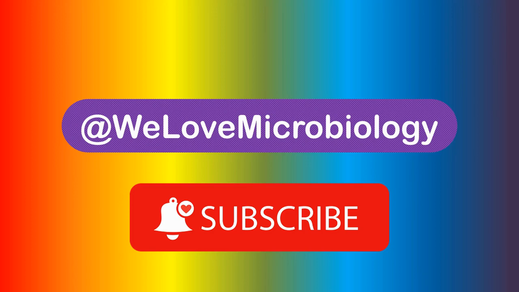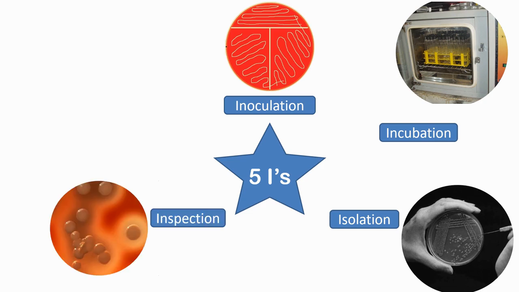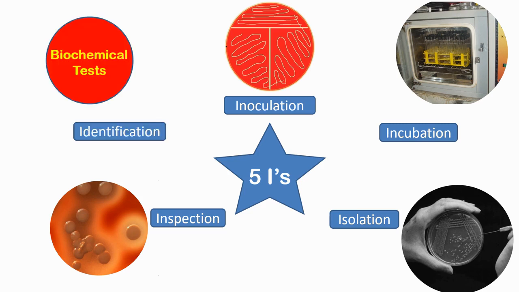Today we'll learn about some biochemical methods used for identification and differentiation of bacteria. There are 5 I's of basic microbiology lab procedures that are used to examine and characterize microbes. In my previous videos, we have covered 4 of these that include inoculation, incubation, isolation and inspection, both macroscopic and microscopic. In today's video, we will cover the 5th component of the 5 I's, that is identification.